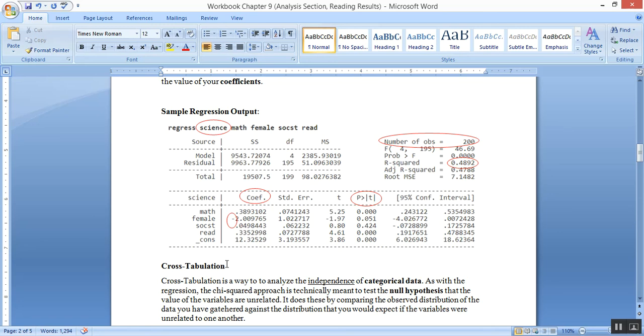If we were to say that math has a bigger impact on your science score than your gender, I would expect math to have a larger coefficient than gender. That's not what we see here.